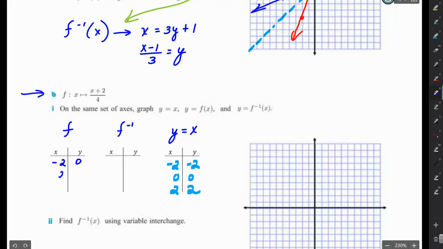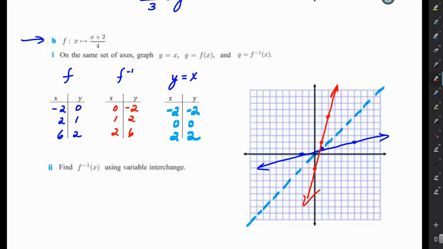If I put 2 in there, I'm going to get 1. And let's see, I need something divisible by 4. If I put 6 in there, I'm going to get 2. We switch the points for the inverse. And we're going to put all 3 on the graph. All right, I have my graph. I can see that my original function reflects over the line y equals x. So I know I've done it correctly.